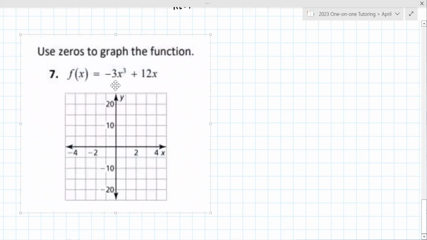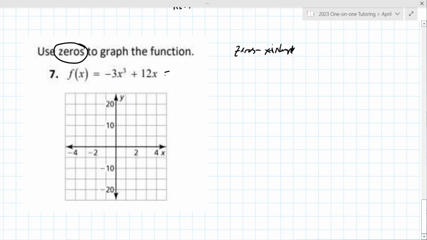All right. So it says use zeros to graph the function. Zeros are x-intercepts. So you're setting the function equal to 0. And this is why you did all that factoring, because you're supposed to say, oh, I know how to factor this. So let's factor out negative 3x. So then it'd be x squared minus 4. Okay. And then you keep going. You should look inside parentheses and say, well, is that something I know how to factor? That'd be x plus 2, x minus 2.